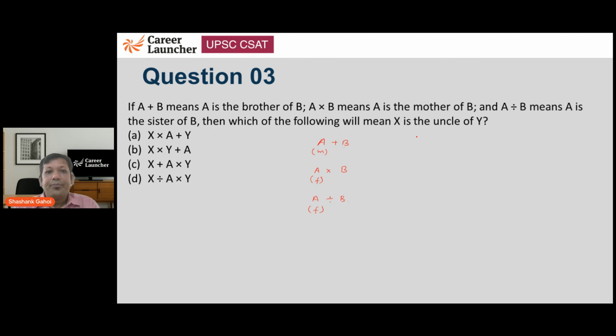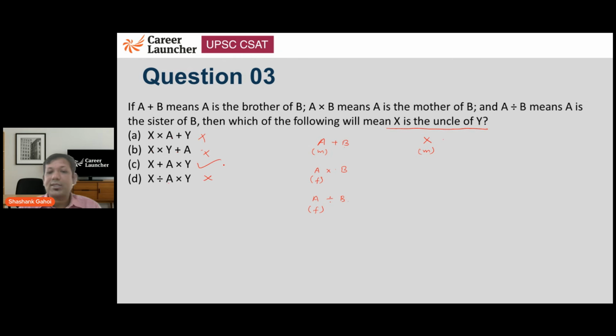I don't know. Now in this question it says that X is the uncle of Y. That's what we need to figure out. So X is the uncle of Y. इसका मतलब X तो मेल होना चाहिए. ठीक है, अगर X मेल होना चाहिए तो X के आगे ना तो क्रॉस आना चाहिए ना डिवीजन आना चाहिए. सो इसमें X के आगे क्रॉस आ रहा है तो हटा दो, X के आगे डिवीजन आ रहा है ये भी हटा दो.